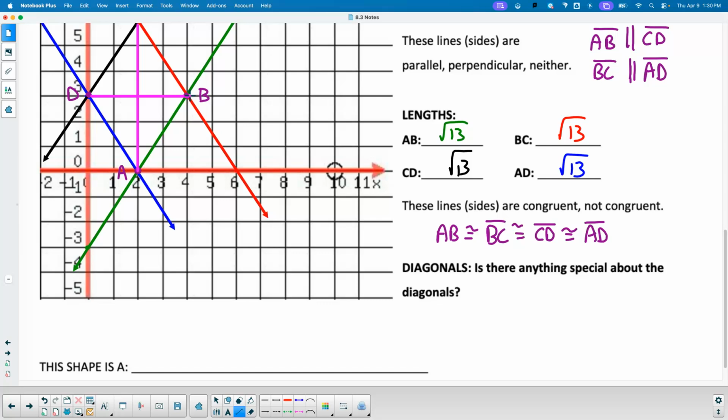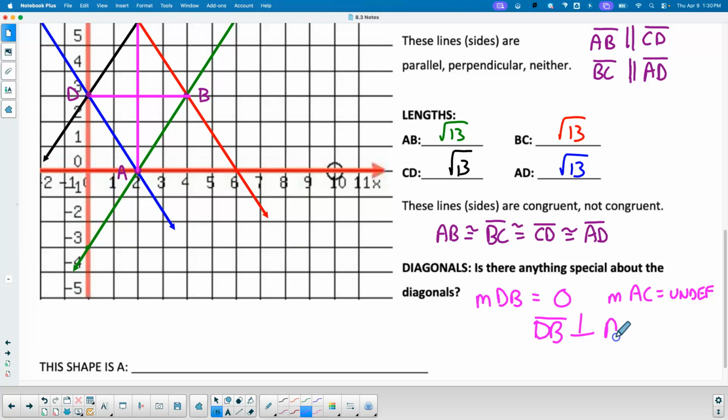What's the slope of DB? 0. What's the slope of AC? Undefined. Are those perpendicular? Yes. So those are perpendicular. Okay. Rhombus have perpendicular slopes too? On the back of our sheet? Yes or no? Should be a property of a rhombus, yes? Diagonals are perpendicular? Yep.